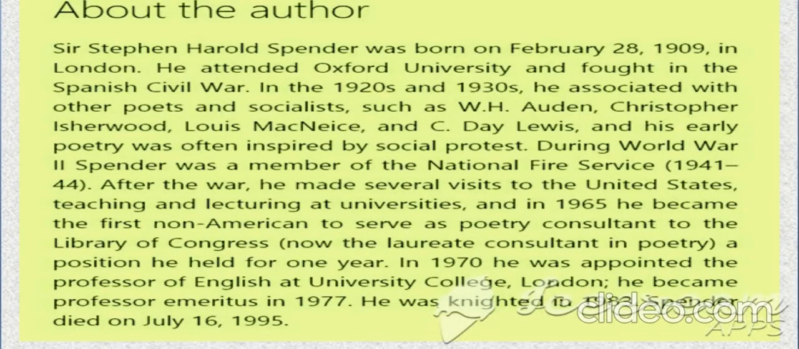Now let us start about the author. Sir Stephen Harold Spender was born on February 28, 1909 in London. He attended Oxford University and fought in the Spanish Civil War. In the 1920s and 1930s, he associated with other poets and socialists such as W. H. Auden, Christopher Isherwood, Louis MacNeice, and C. Day Lewis. And his early poetry was often inspired by social protest.